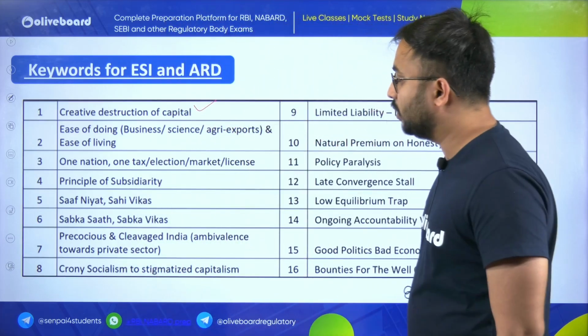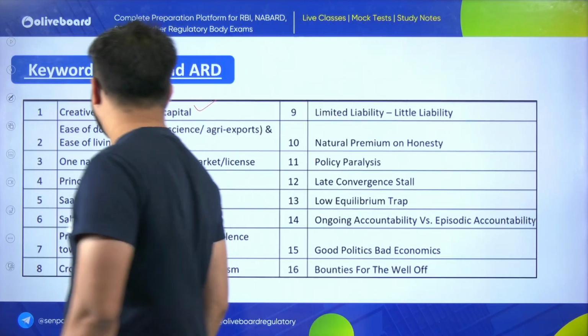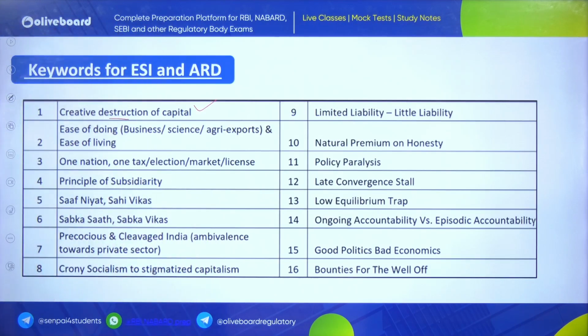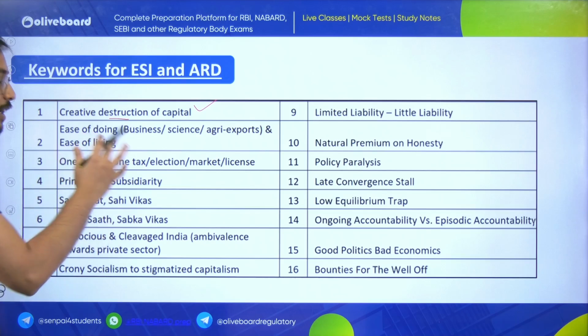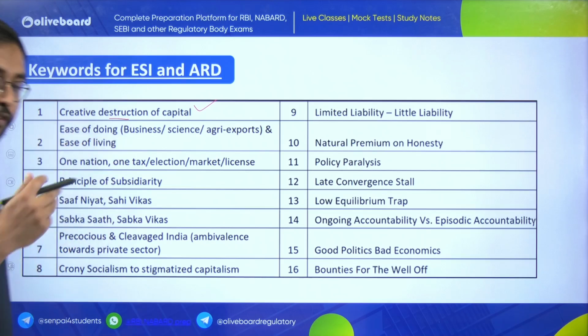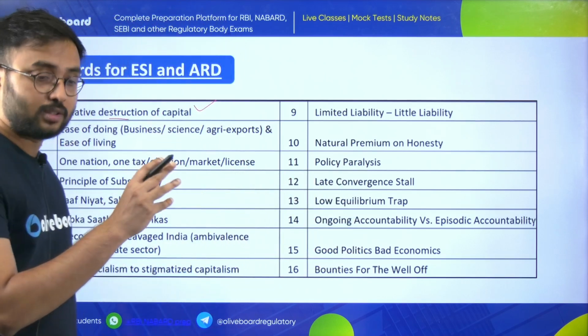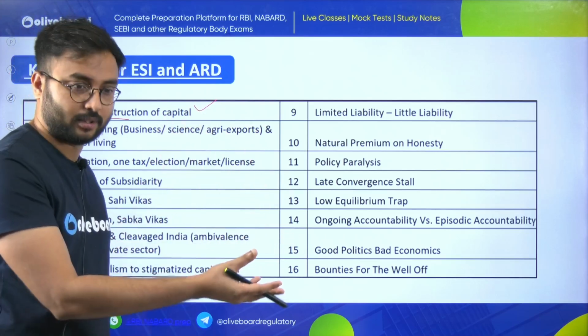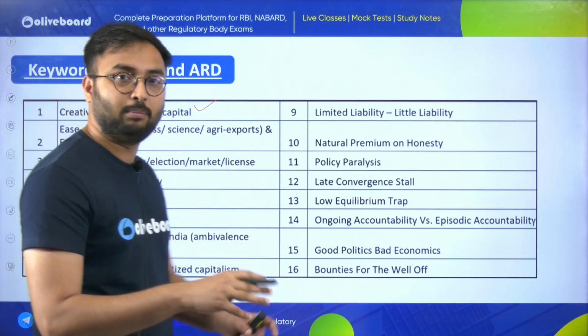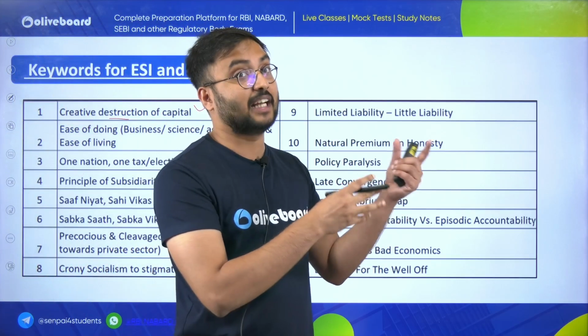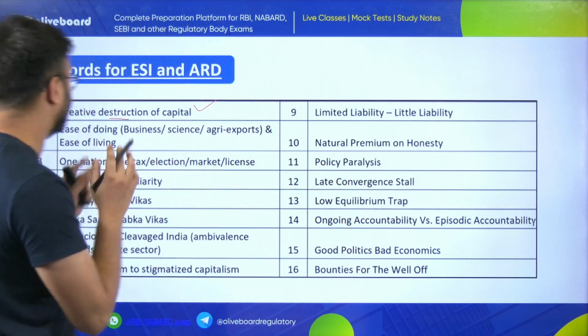First is creative destruction of capital. Again, you can use this in your ESI syllabus. It is where the utilization of capital is happening on things where the needs are not that important. For example, rather than building schools, you are building statues. Maybe in this context, you can definitely use it.